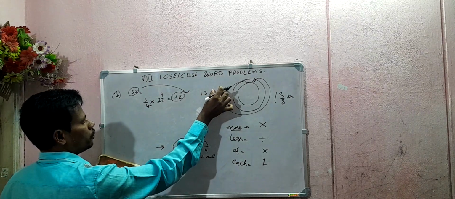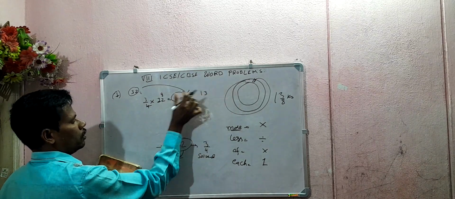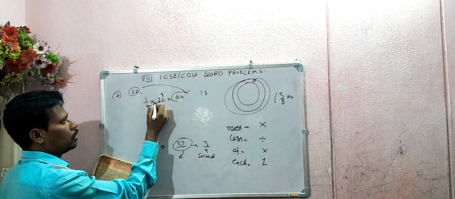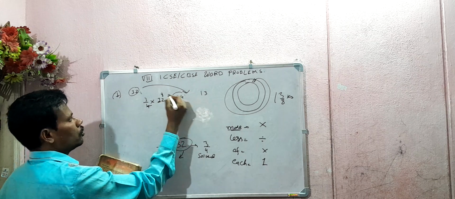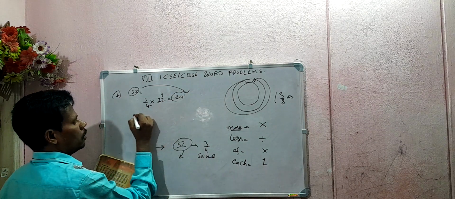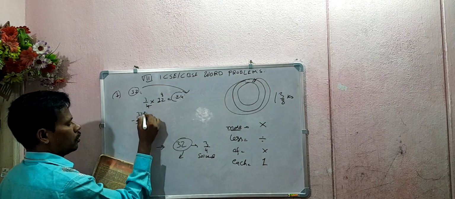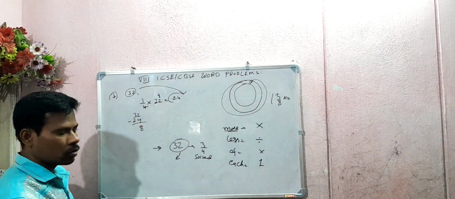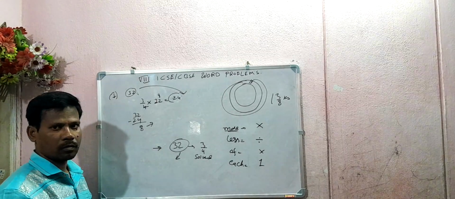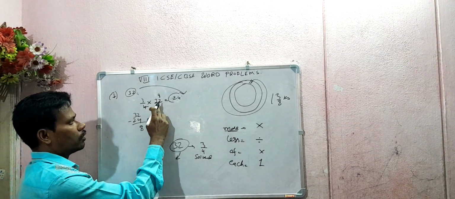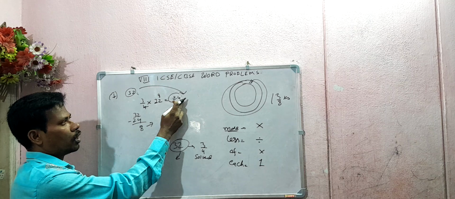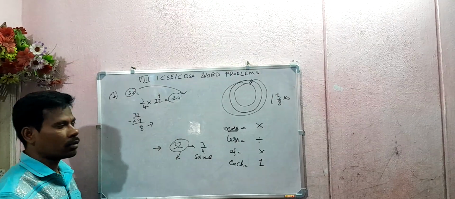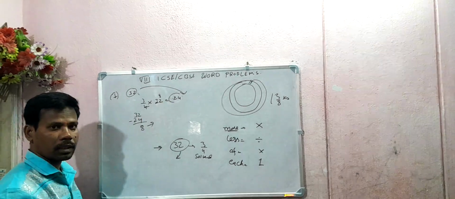32, 3 8s are 24. So 32 minus 24, how much? It is 8. So 8 problems he did not solve. 3/4 of the problems he has solved. Out of 32 he has solved 24 problems. 8 problems he did not solve. That means 32 minus 24 is 8. Method 2.